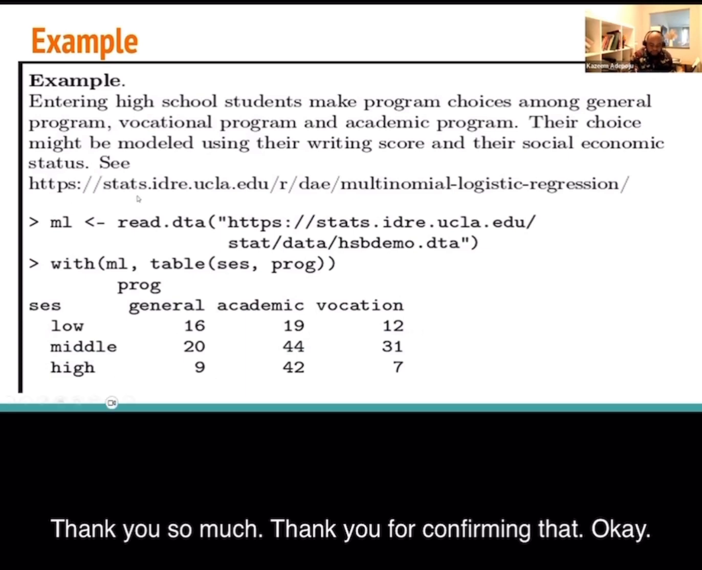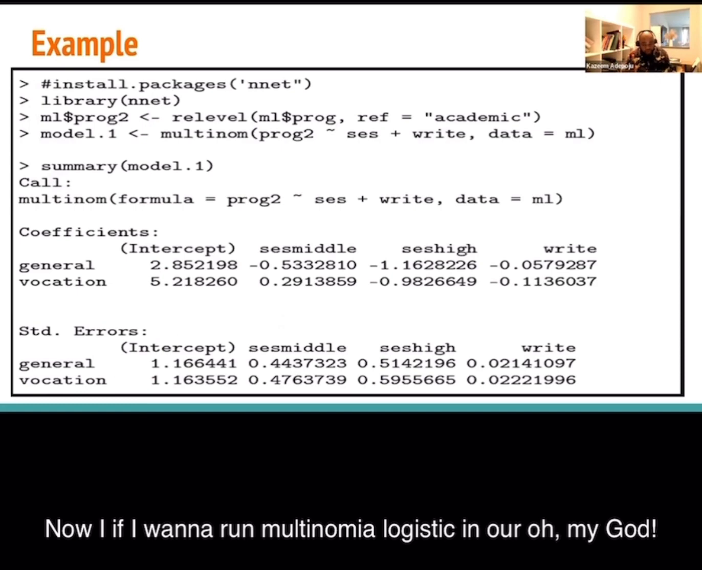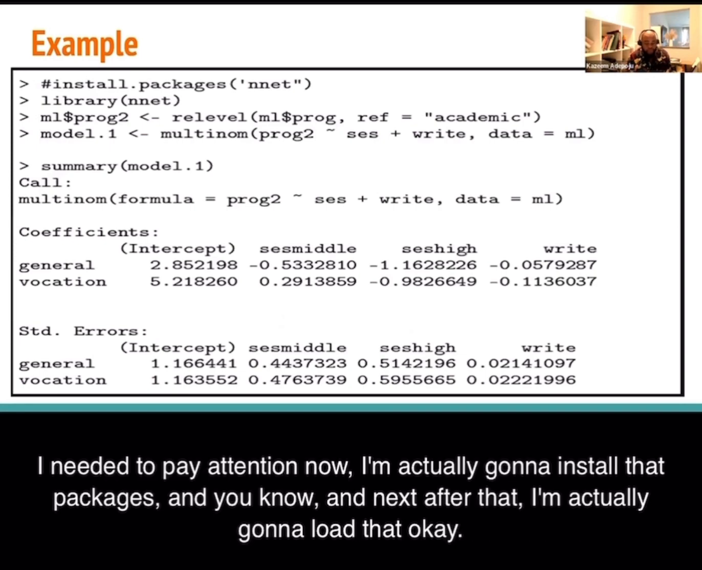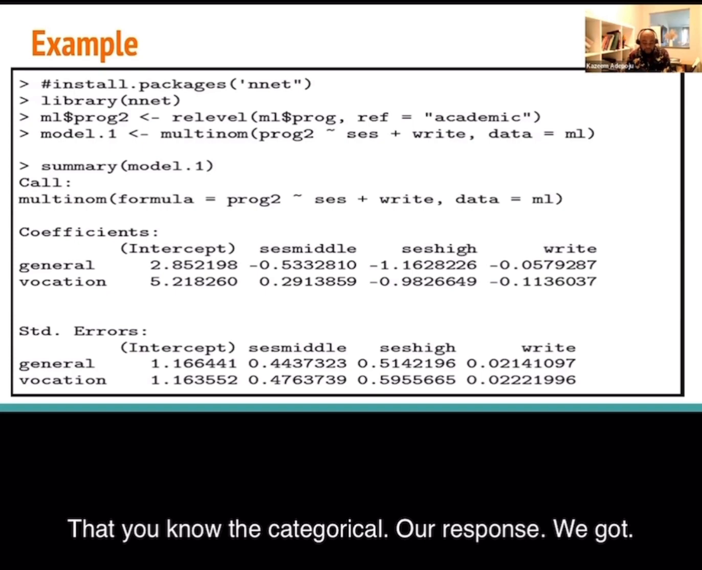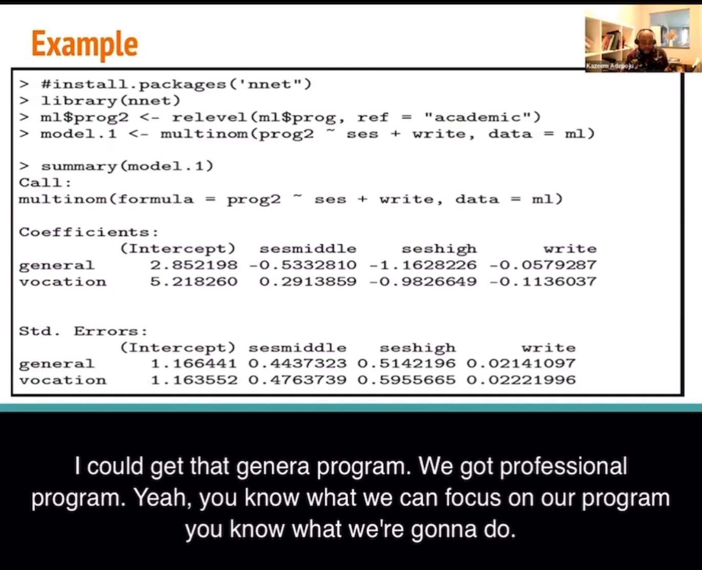Now if I want to run multinomial logistic regression in R, I need you to pay attention. I'm going to install the package nnet, and after that, I'm going to load it. This is where I need you to pay attention. We've got three levels of the categorical response: academic, general program, and vocational program. Out of the three levels, we need to make one the reference.